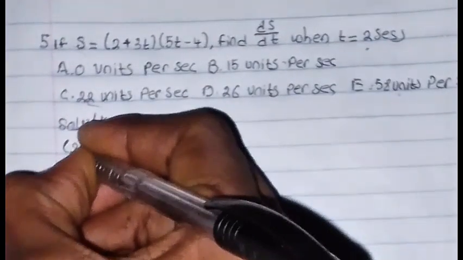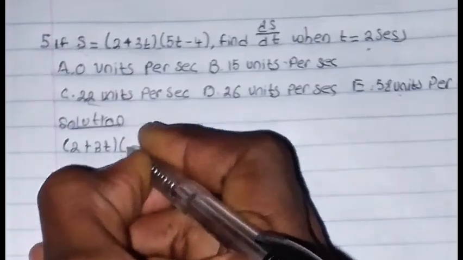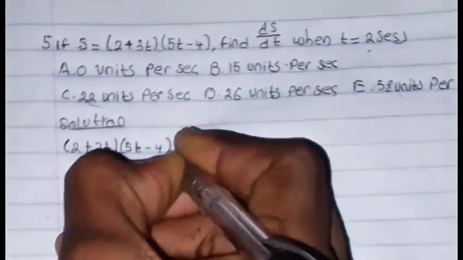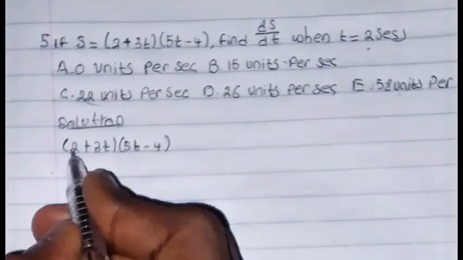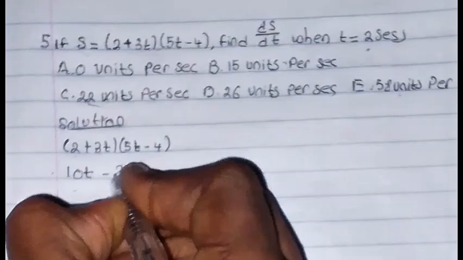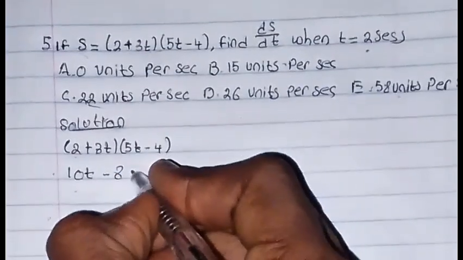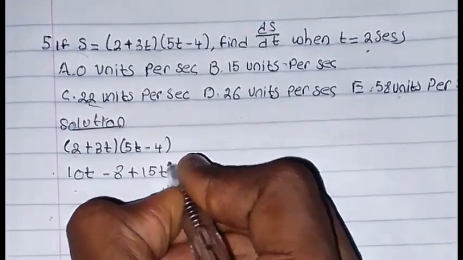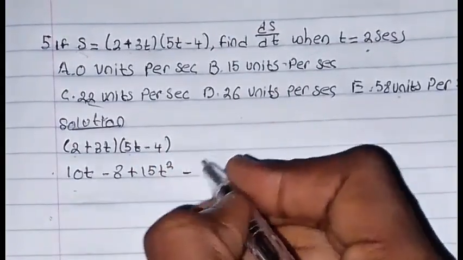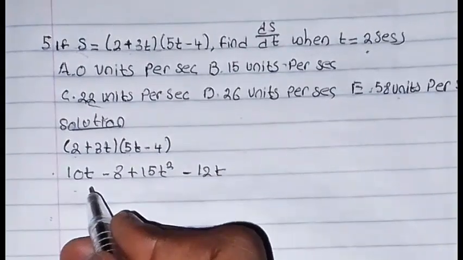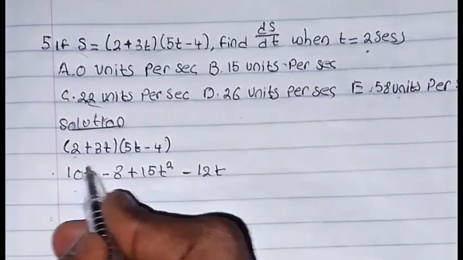First, let's expand. So we'll go solution. 2 plus 3t multiplied by 5t minus 4. Okay, let me just write it again. 2 plus 3t multiplied by 5t minus 4. 2 multiplied by 5t, that's 10t. 2 times 5 is 10. 2 multiplied by minus 4, that's minus 8. 3t multiplied by 5t, that's 15t squared. 3t multiplied by minus 4, that's minus 12t.